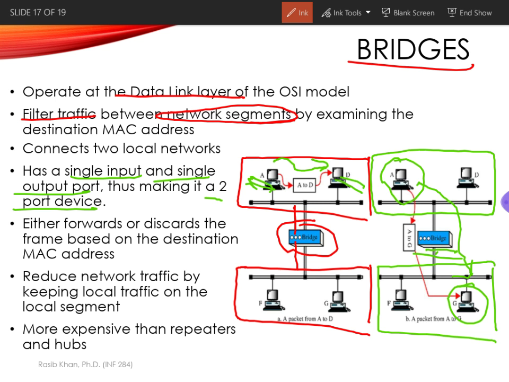In terms of the decisions a bridge makes, it either forwards or discards data based on the destination MAC address. So if A is trying to send data to the MAC address of D, the bridge does not forward it to this network segment. That means that the bridge needs to keep track of all the MAC addresses which are connected to the network segments that it interconnects.